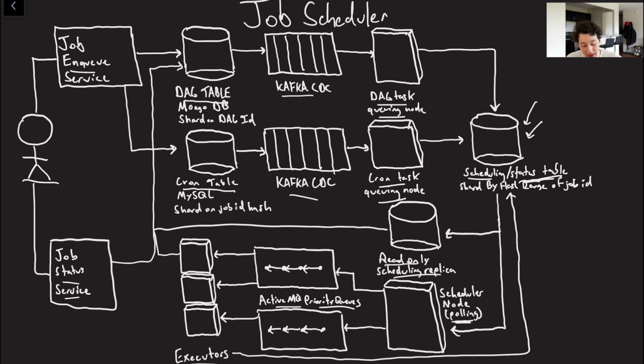So in order to figure that out, you actually have to go all the way up here over to your DAG table. You would go ahead and update the epoch numbers accordingly, as we've mentioned, and then that again can flow through our change data capture through Kafka, through our DAG task queuing node, and then back into the scheduling node. So hopefully this mostly makes sense.